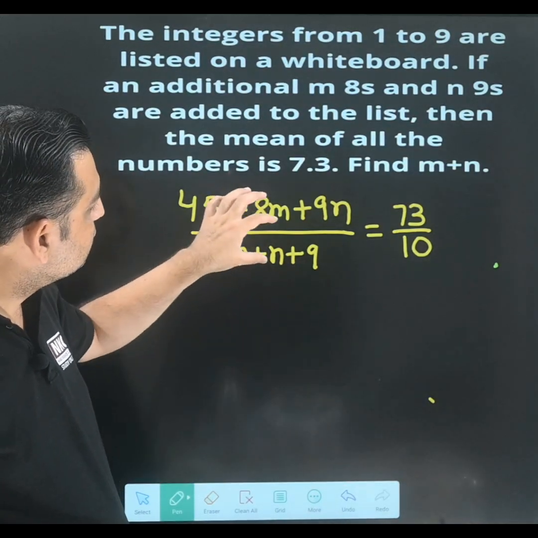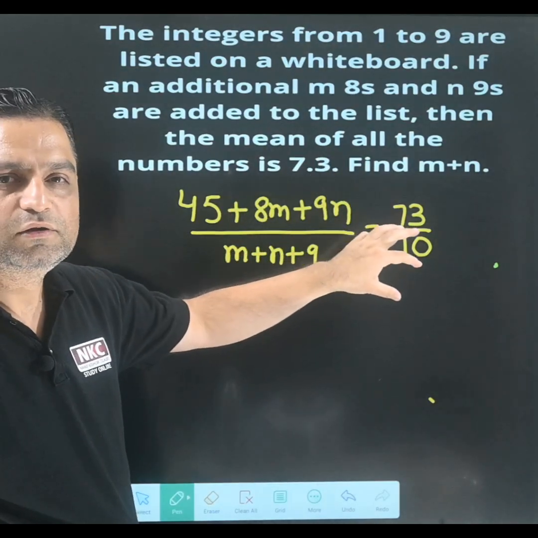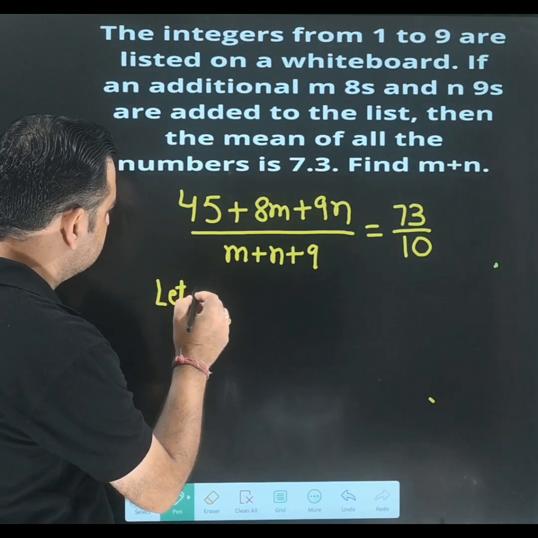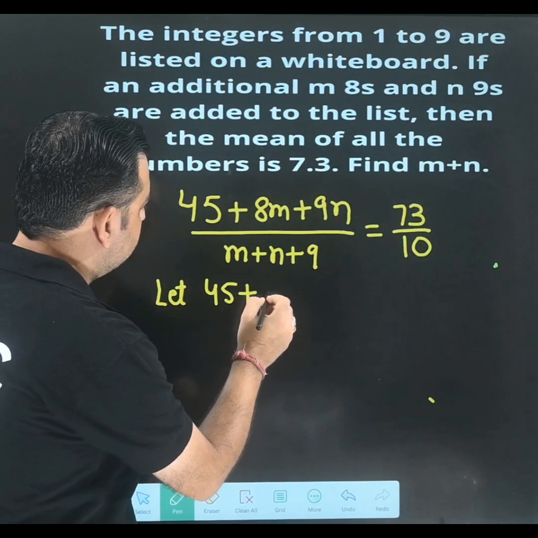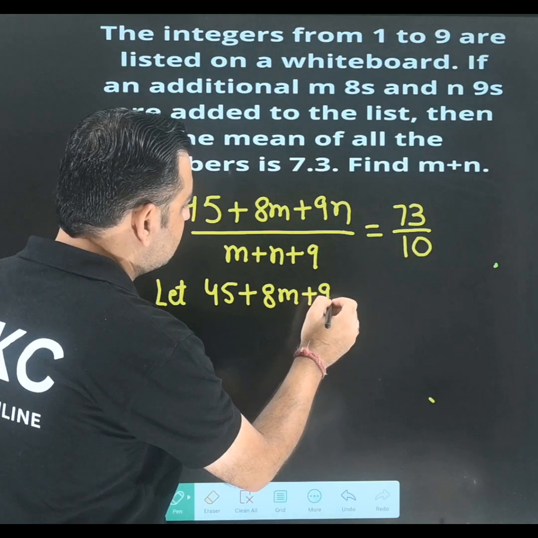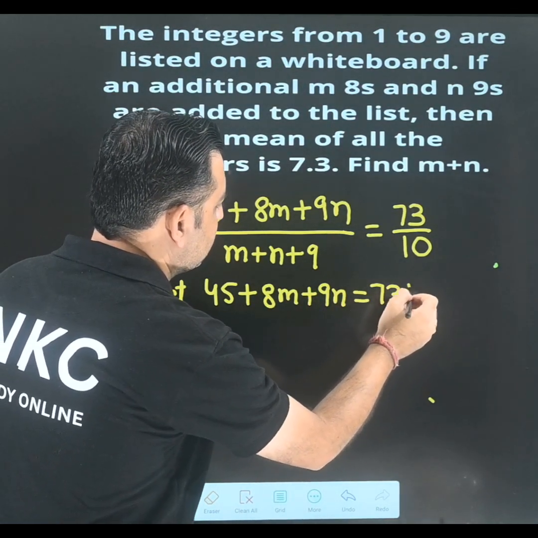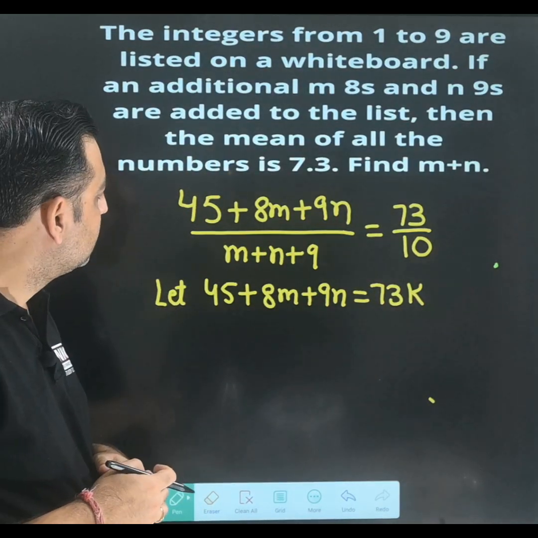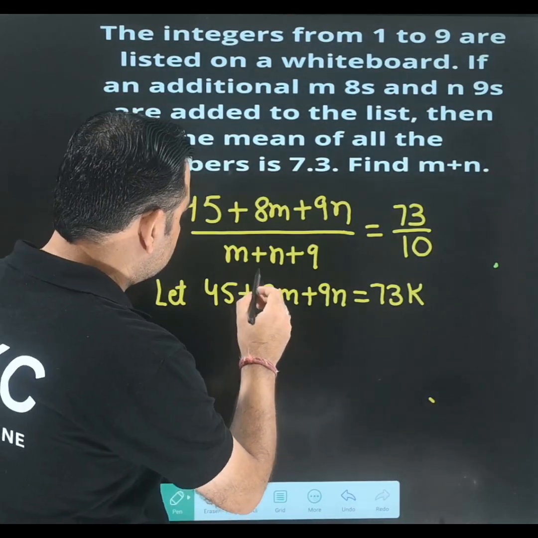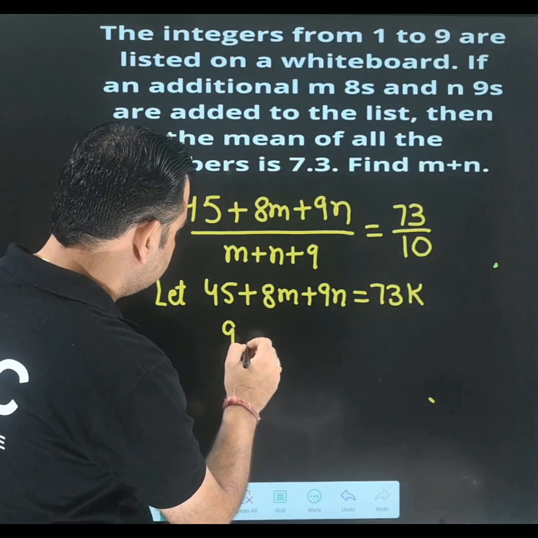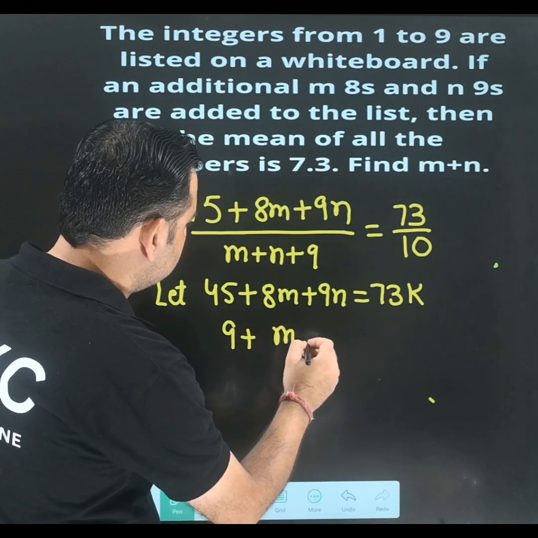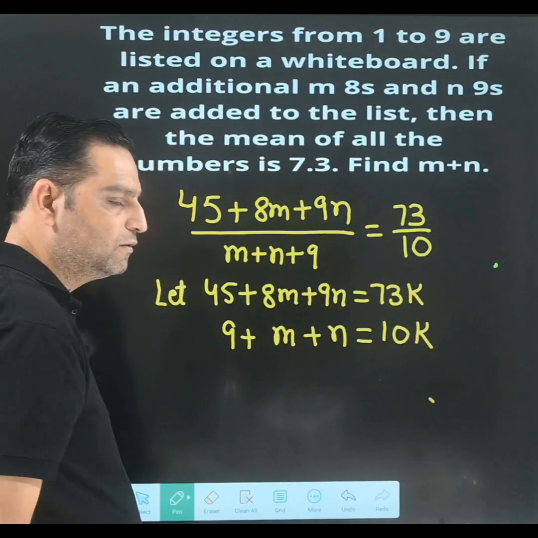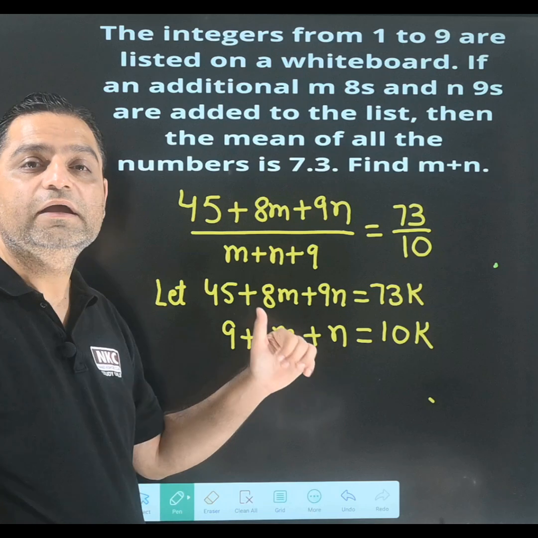Another way is that this fraction is equal to 73 over 10. What we can do, let 45 plus 8m plus 9n is equal to 73k. This is what we are going to do. I supposed it. And the second one I am doing, see, it is 9 plus m plus n is equal to 10k. Let us suppose this thing and try to solve it using the elimination method.